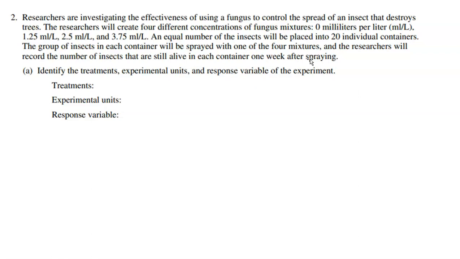The experimental units are what person, place, thing, object actually gets the treatment. So here, a lot of people want to jump and say insects. Yes and no. The actual experimental units are the 20 containers. Each container is being sprayed. Now, in the container are insects, and we would assume that every container has the same amount of insects, same type of insects. That would only make sense. But the 20 individual containers of insects are what is actually getting those treatments. Those are the experimental units.